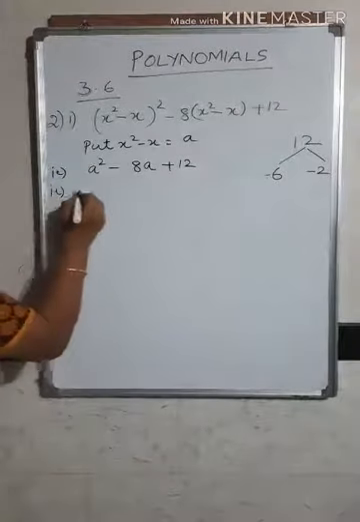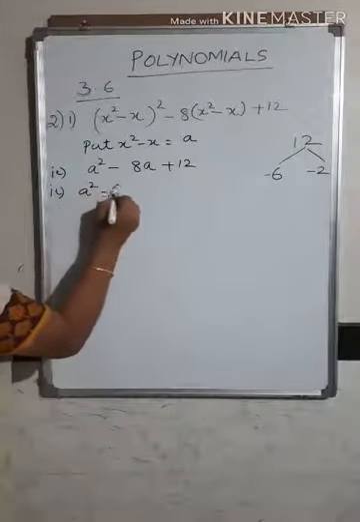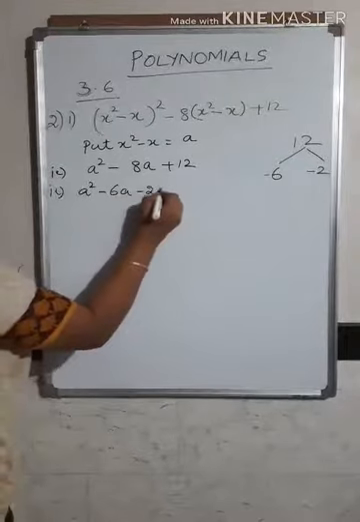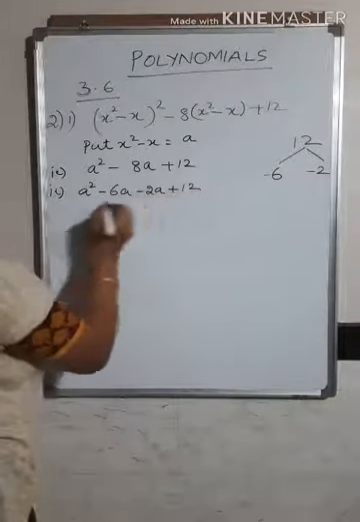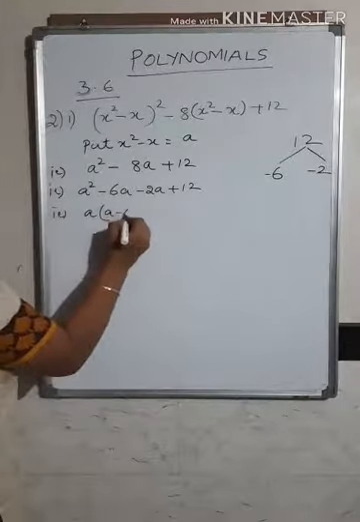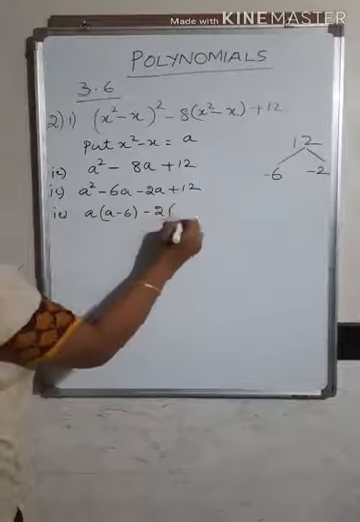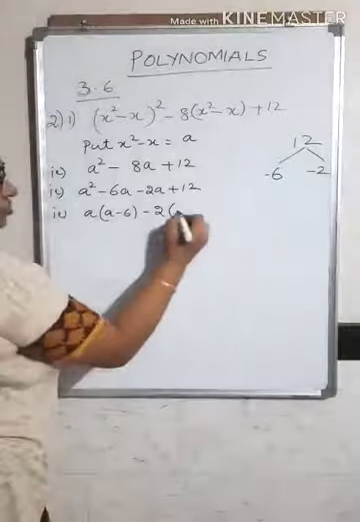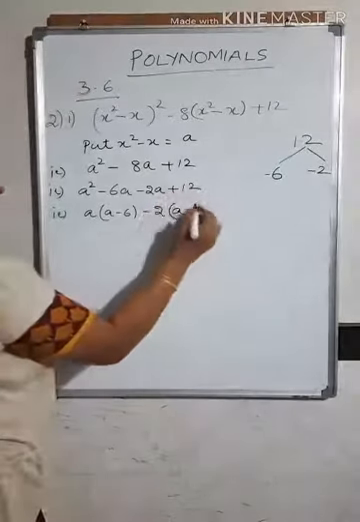So now this expression will become a square minus 6a minus 2a plus 12. And taking out the common factor, a is common, so you get a minus 6, and minus 2 is common. When you take out minus 2 as common, you need to change the sign of the second expression.